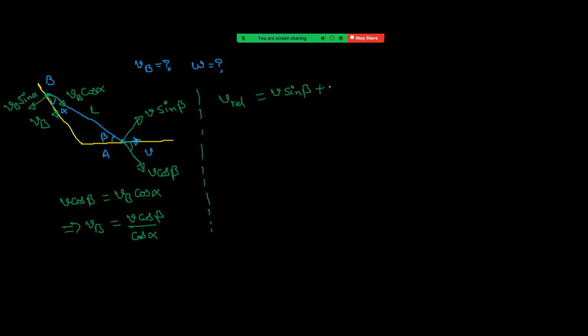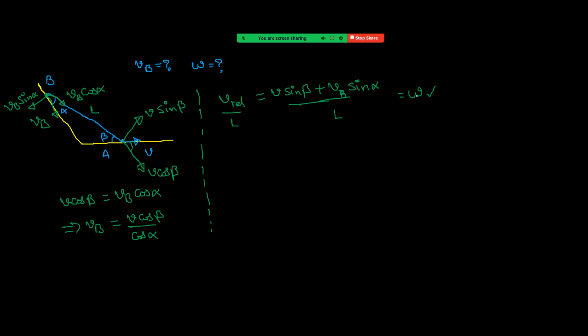So V sin beta plus V naught sin alpha upon, this is the relative velocity, right? Divided by the separation between them. That gives the omega value. Now in this we have to substitute. So this is VB, right? So now substitute the value of VB in this one. Then you are going to get the omega value.